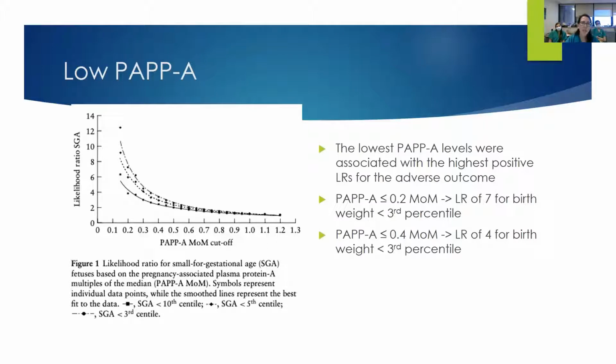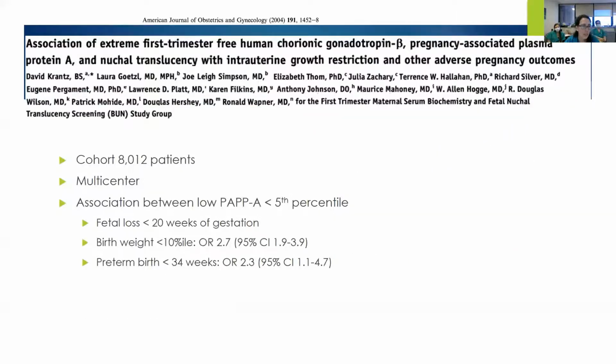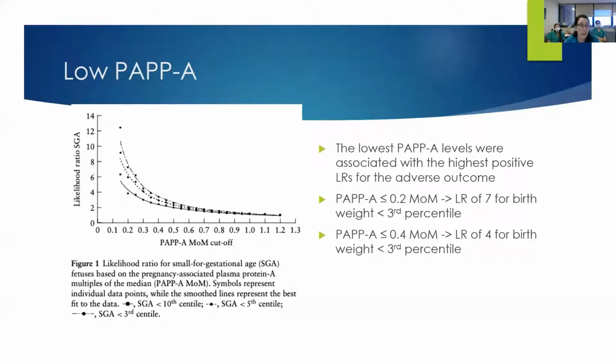In this table, you can see that the lowest PAPP-A levels are associated with the highest positive likelihood ratios for the adverse outcome. So the more extreme the values, the worse the outcome. So you can see here, for example, PAPP-A less than 0.2 MoMs, the likelihood ratio is 7 for birth weight less than the 3rd percentile. Sorry. But if the PAPP-A is less than 0.4, the likelihood ratio is 4 for birth weight less than the 3rd percentile.